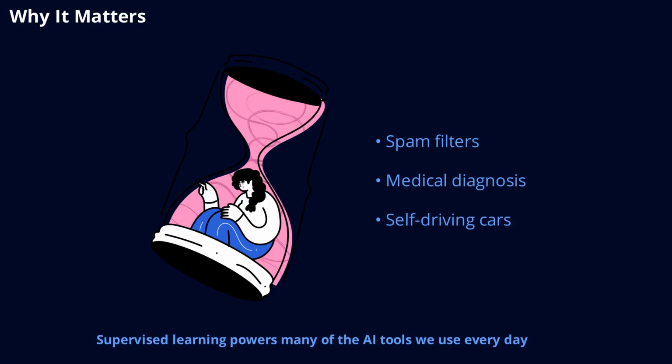Supervised learning powers many of the AI tools we use every day. From spam filters that keep your inbox clean, to medical systems that help doctors diagnose diseases, and even self-driving cars that detect objects on the road. These systems all rely on learning from labeled data. Because the model learns from clear teacher guidance, it can make smart decisions that improve our lives in countless ways.